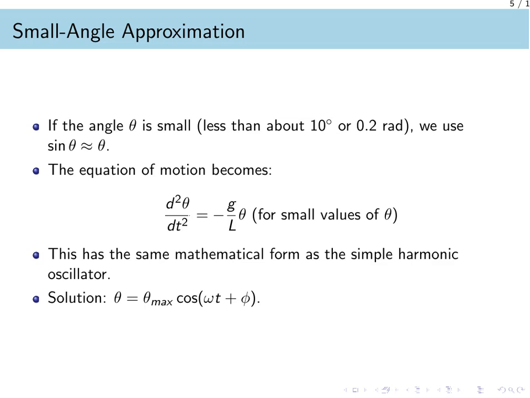By substituting theta for the sine of theta, our equation of motion becomes much simpler. The second derivative of the angle equals negative gravity divided by length times the angle theta. This matches the mathematical form of a simple harmonic oscillator. Consequently, we can represent the position of the pendulum over time using a cosine function, where the angle equals the maximum angle times the cosine of the quantity angular frequency times time plus a phase constant.